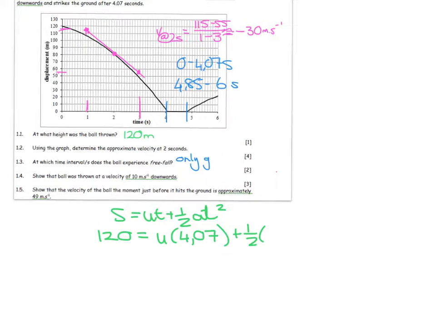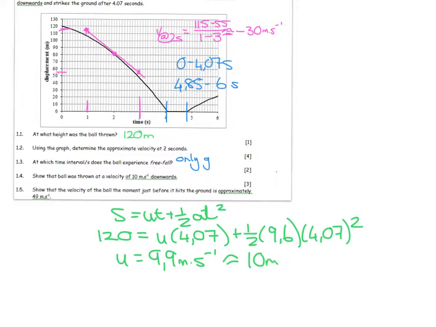We know that we were going downwards at 9.6, not 9.8. Notice that I have kept the displacement and the acceleration both at the same sign because they're both down, and then it's 4.07 squared. And the u turns out to be 9.9 meters per second, which is approximately equal to 10 meters per second.